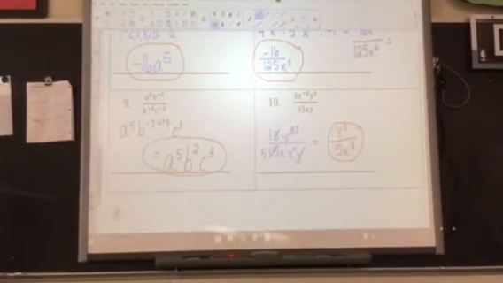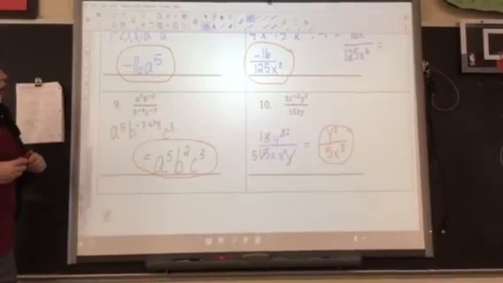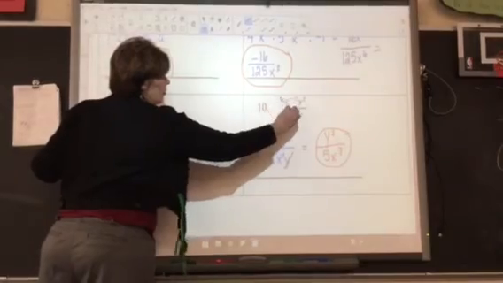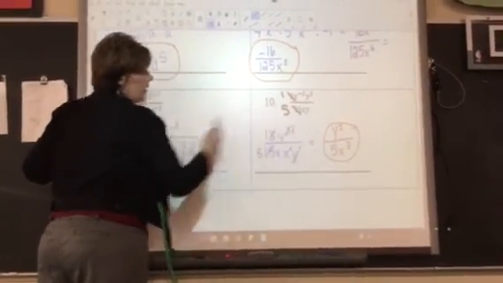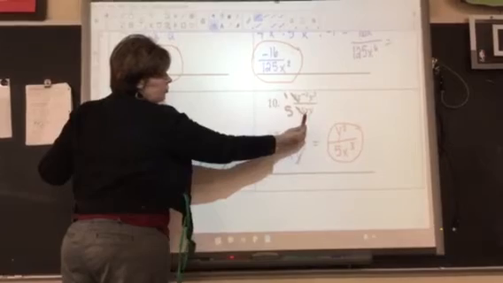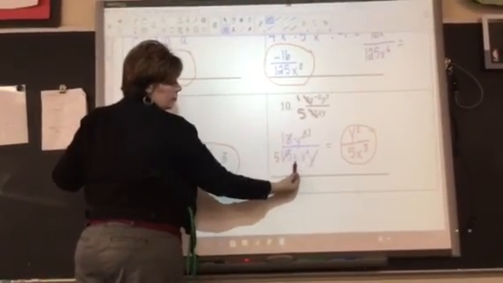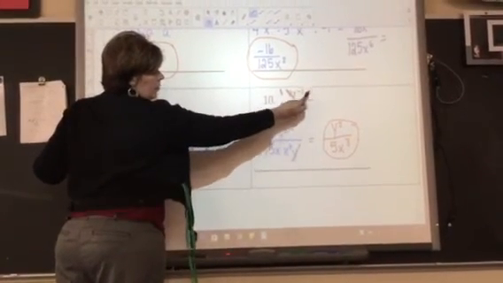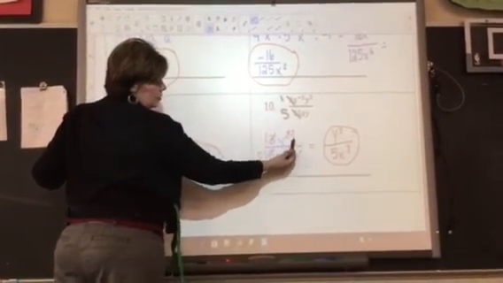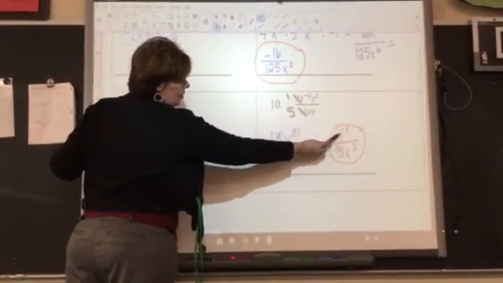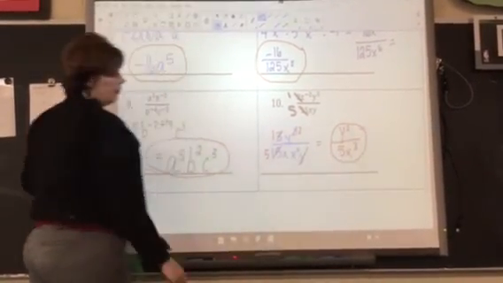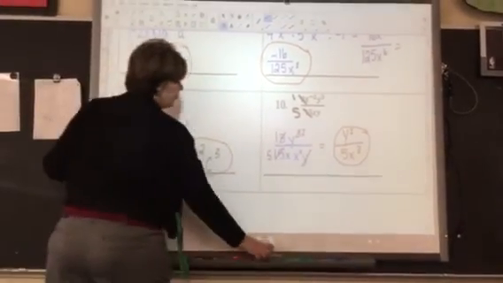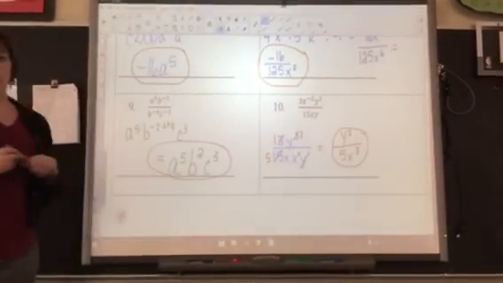Yep. Number 10. So 3 and 15 reduces to 1 and 5, right? Negative 2 minus 1 is negative 3. So I'm going to move that downstairs. Do you see how I moved this negative down here and made it positive? 3 minus 1 is 2. So I have y squared up top, 5x cubed in the bottom. Y squared over 5x cubed. How are we doing? Are we good to go to the next page?